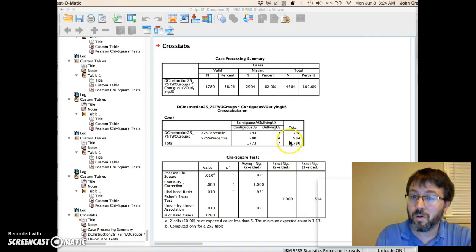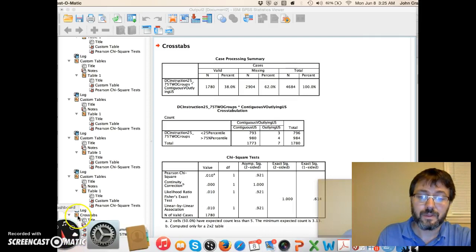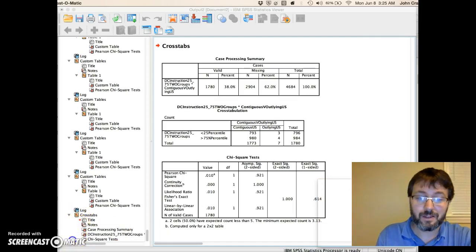But we already know that with these very few small counts of 3 and 4, the chi-square test is very unlikely to be reliable. So that's why we're running the Fisher's exact test of independence. And here, we're looking at the two-sided exact significance level. So this is the p-value of 1.0. So take a moment and interpret this p-value in light of the null hypothesis. What does it practically mean?